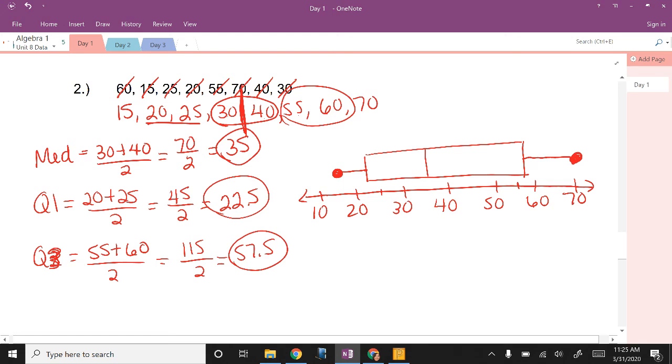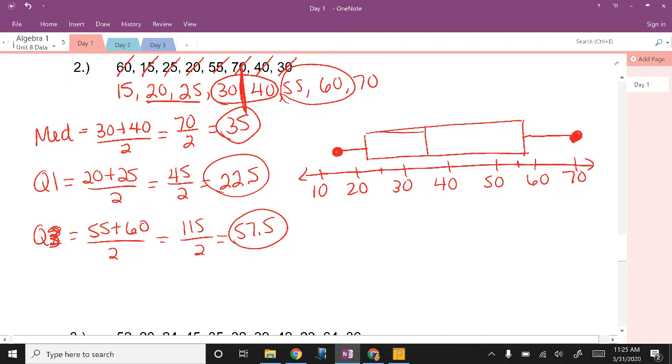And there's my right side whisker. Okay, so again, half the data is lower than 35 and half the data is larger than 35. It's clustered together more this way. So that means those data numbers are closer together and then they get more spread out on the right-hand side of your box and whisker plot.